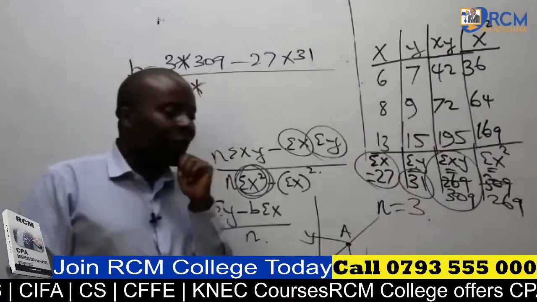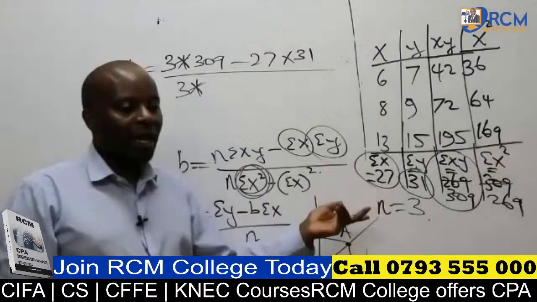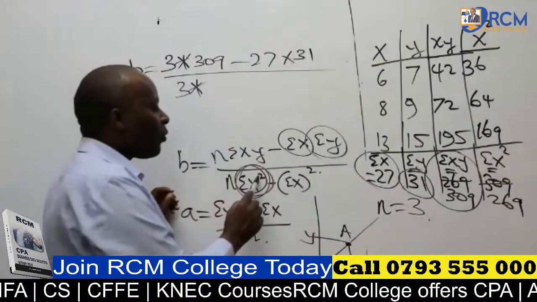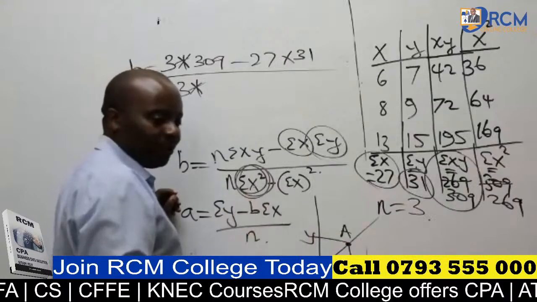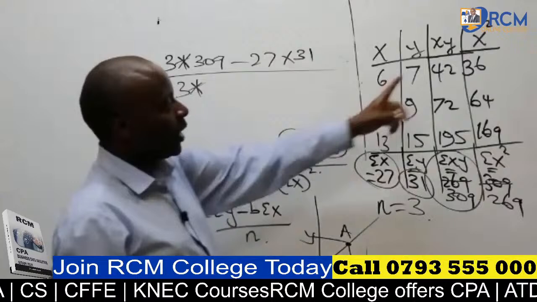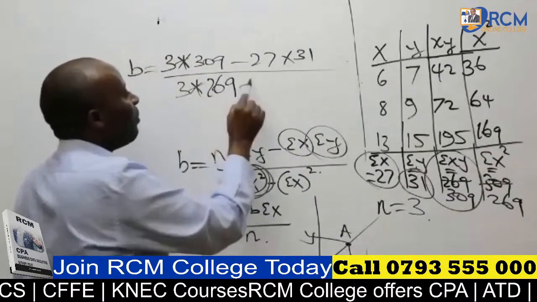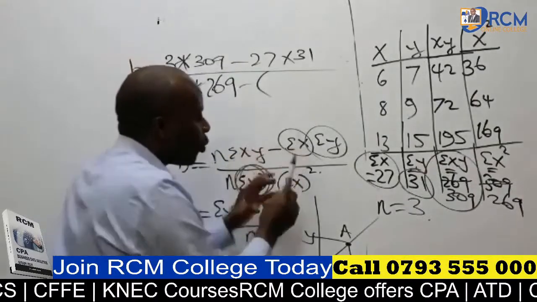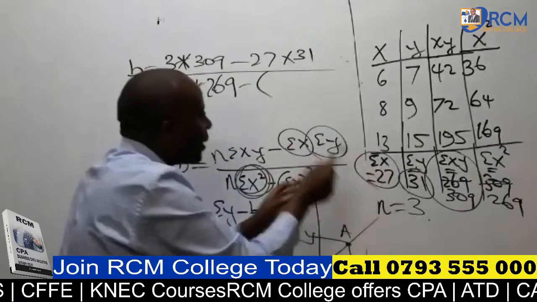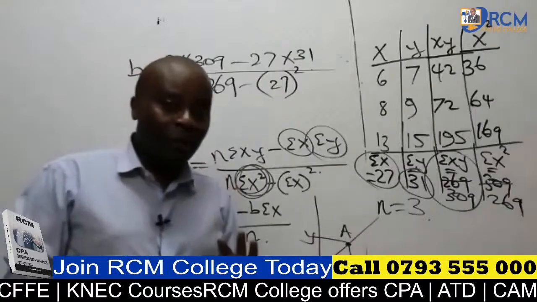Another student told me, teacher, summation x squared is equal to 27 squared. That is wrong. For summation x squared, first of all, you square x alone. Summation of x squared is here, so it is 269 minus, in brackets, summation of x, which is 27. And then outside the bracket, we square.